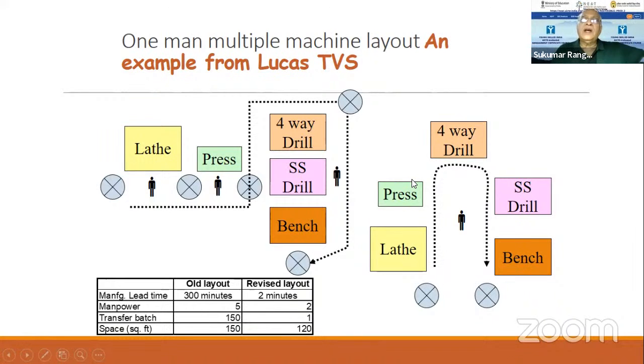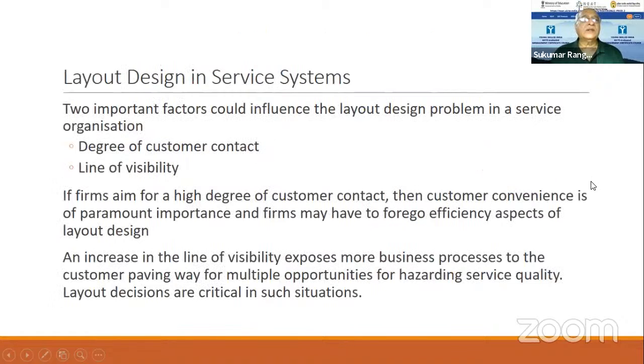But the same person is there who is taking you. Of course, the processes are done by different people. Here, the process itself is done by the same person. So there are this kind of layouts which is possible. Advantages are there, disadvantages are there in this system.